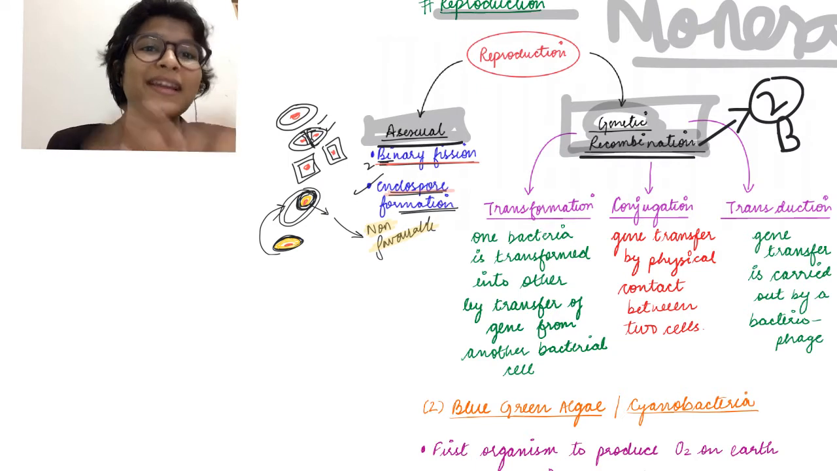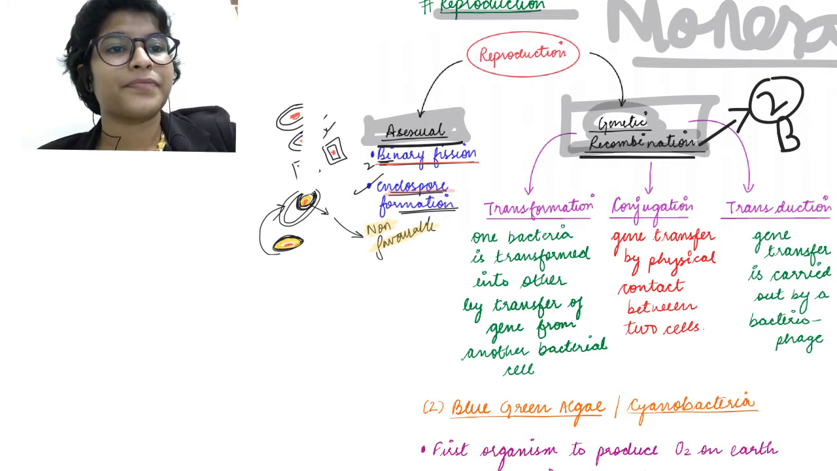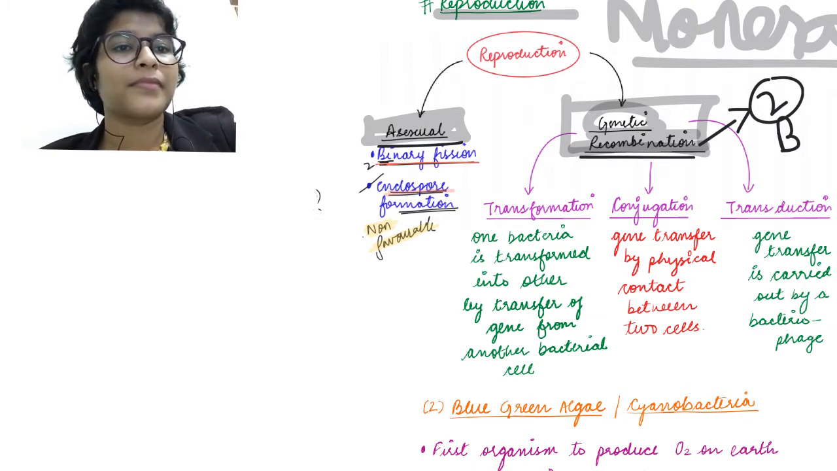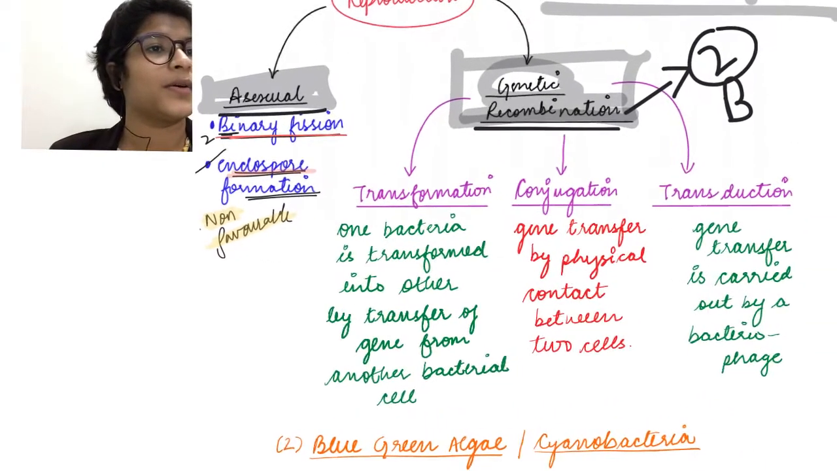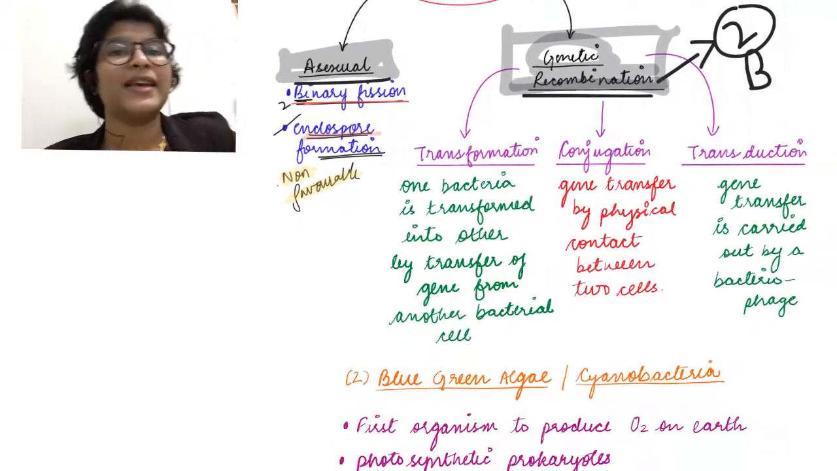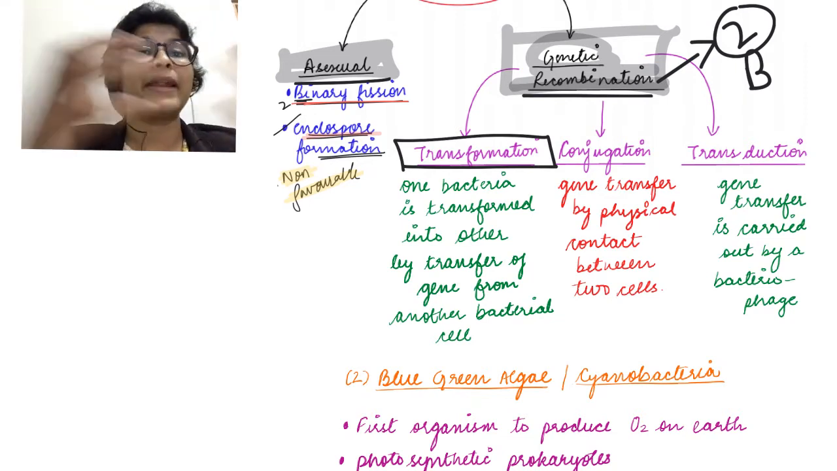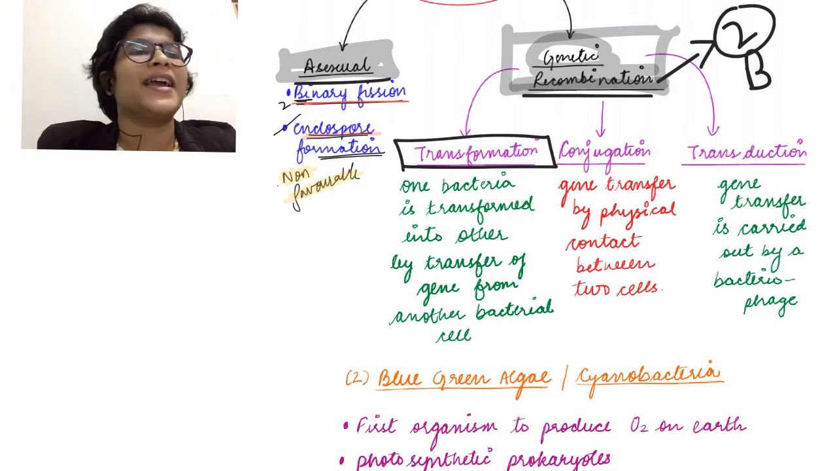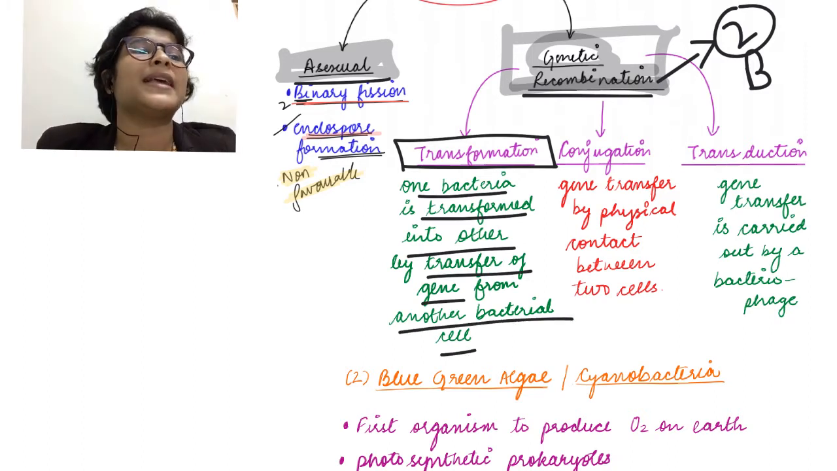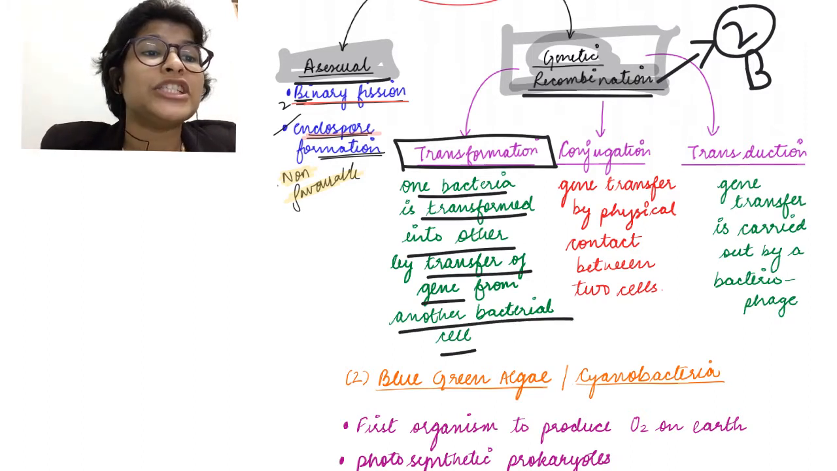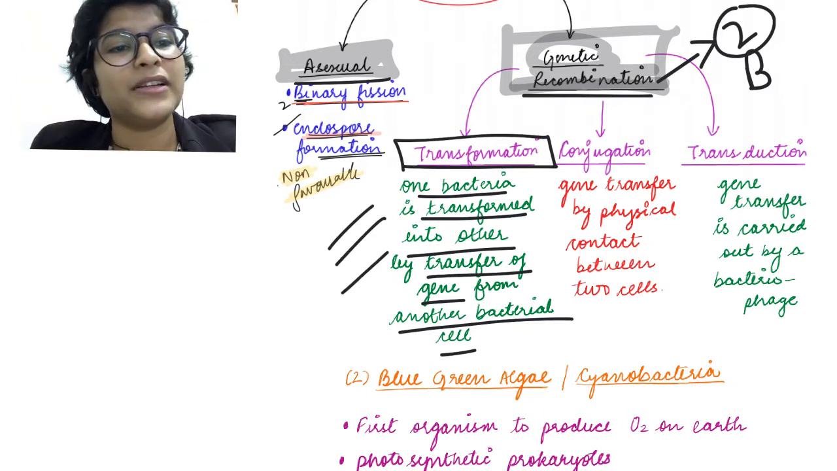अब ये बैक्टीरिया अपने जीन्स कैसे मिक्स करते हैं, how they form new type of bacteria, let's see. The first category, just let me erase this. Okay, so the first category we need to see is ट्रांसफॉर्मेशन। ट्रांसफॉर्मेशन का क्या मतलब, बैक्टीरिया बदल गया। कैसे बदला? One bacteria is transformed into another by transfer of gene from another bacterial cell. Okay, so how does this gene come into the bacteria?